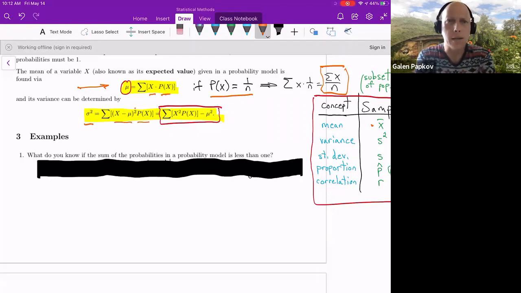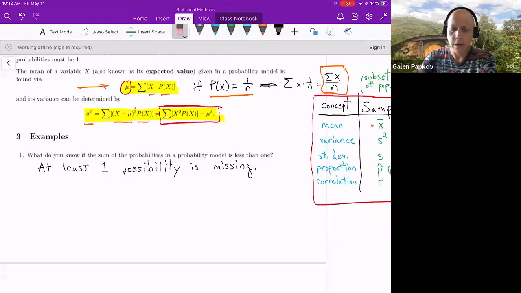So let's get applying some of these concepts. In problem 1 here, we want to know, what do you know if the sum of the probabilities in the probability model is less than 1? Well, if you don't have a value that is 1 and you have less than, it means you're missing something. You're missing a possibility. And so that's what you learn if the sum is not 1. Plus, it's not a valid probability model if the sum of all your probabilities is not 1.